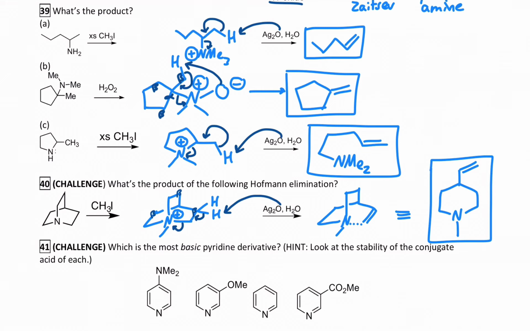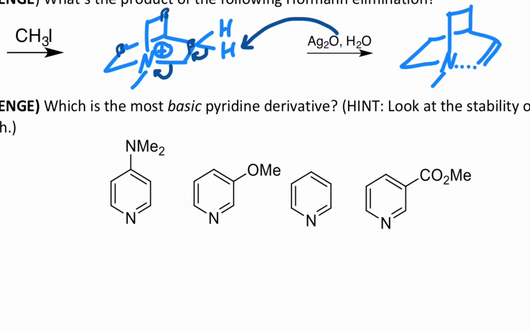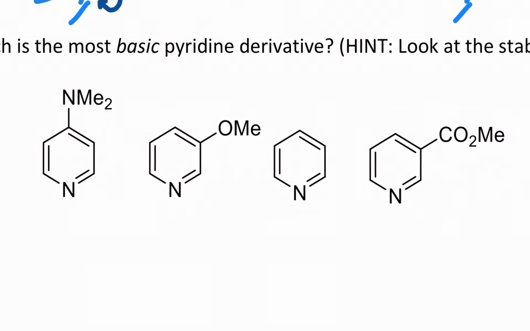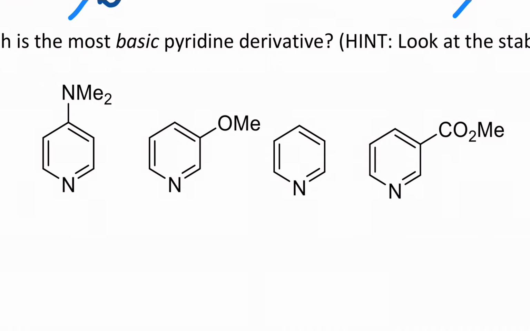So those are just some interesting applications of the elimination reactions from ammonium salts. I'll just end this video with how we can look at the basicity of amines. Amines are bases before they do almost anything else. So just to remind you of a couple of things you learned in the earlier parts of this course, we can rank basicity by looking at the conjugate acid.